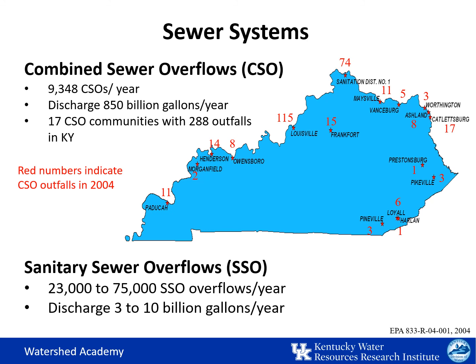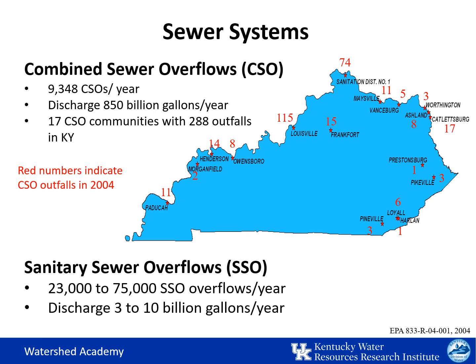SSO volumes. As you can see, the combined sewer overflows had over 9,000 CSOs per year, discharging 850 billion gallons per year from 17 different communities and 288 outfalls. For sanitary sewer overflows, the number is much higher at 23,000 to 75,000 overflows per year, discharging 3 to 10 billion gallons per year. So many more overflows, but much lesser volume for the SSOs. So again, while SSOs are more common throughout the state, CSOs contribute much greater volumes of discharge.